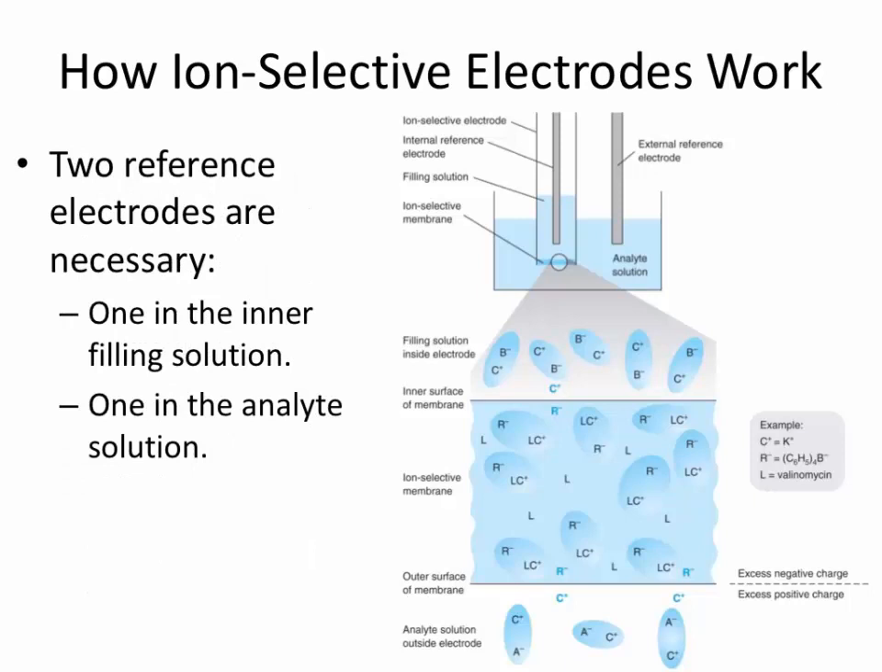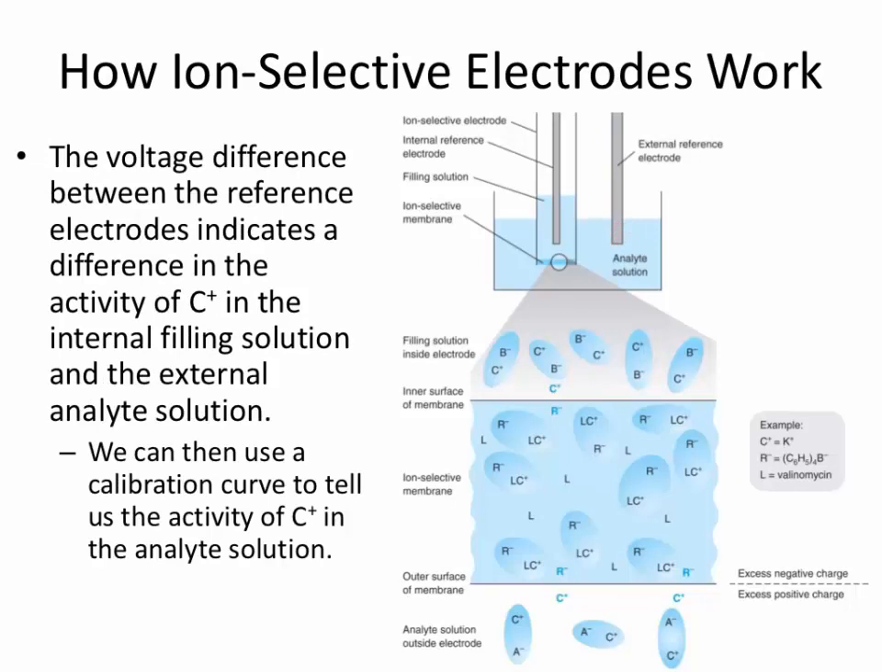So note that in this case, two reference electrodes are necessary. We have this inner reference electrode inside our ion-selective electrode, and then we have another reference electrode outside. That's our external reference electrode, and that one then goes directly into our analyte solution. Now the voltage difference between our inner reference electrode and our external reference electrode indicates a difference in the activity of our potassium ions, or our C+ ions, whatever that happens to be, in the internal filling solution and in the external analyte solution. That is, what is the difference in activity between this solution in here and this solution out here?